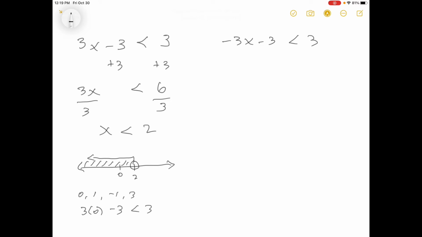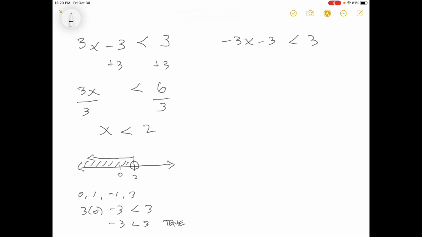Because if I plug those in for x, for instance 0, if I plug that back into my original inequality, I'm going to get true responses. That's true. So that's true of any of these numbers I picked. In fact, it's true of any number in that shaded region, all the numbers left of 2, not including 2.